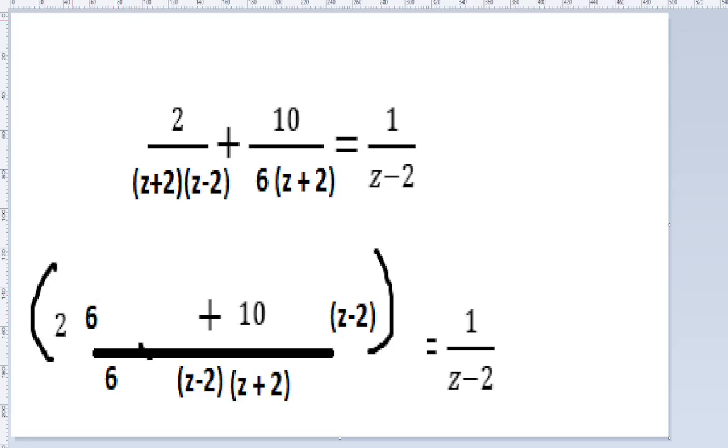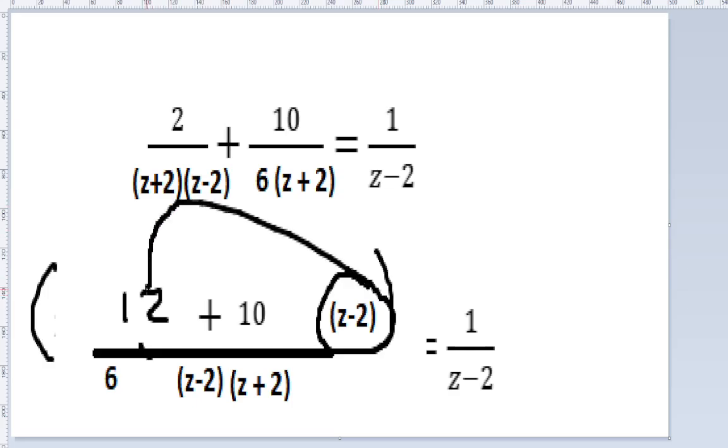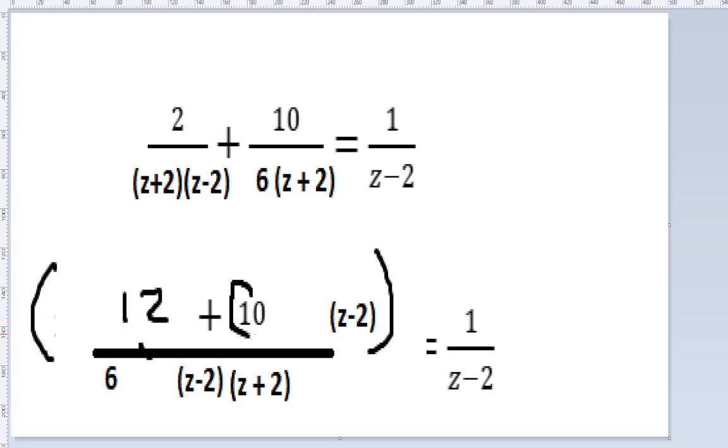This here, 2 times 6, we might as well represent it as a 12. So far I've got 12 plus 10, z minus 2. There's a z minus 2 in this one, but there's none in this one, so I can't factor it out. There's a 6 in this one, but there's no 6 in this one, so I'm just going to leave it. So you can see that it's already gotten complicated with this cross multiplying, and it's not any clearer what I have to do.